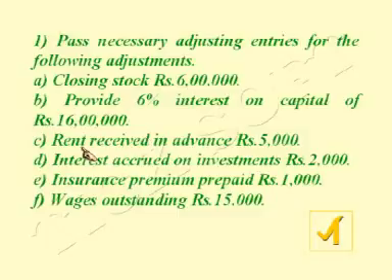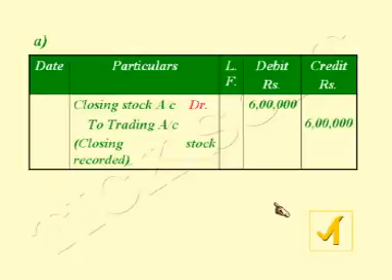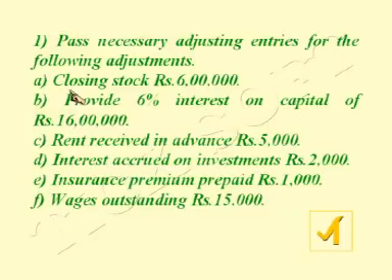Then C. Rent received in advance Rs 5,000. D. Interest accrued on investments Rs 2,000. Then E. Insurance premium prepaid Rs 1,000. Then F. Wages outstanding Rs 15,000. So we have to pass adjustment entries for all these adjustments.